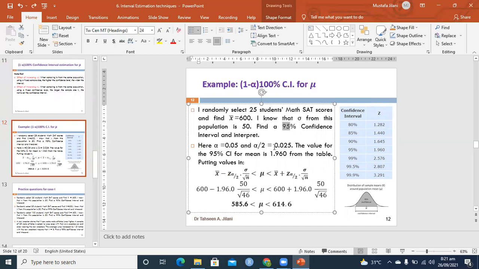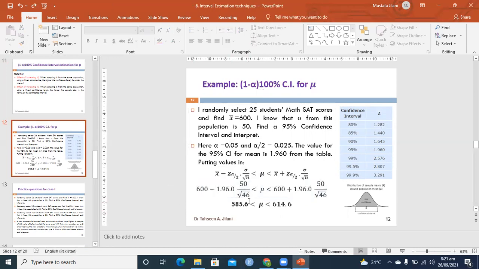Alpha divided by 2 is 0.025. If I see what is the value for 95% confidence interval, it is showing I have to use 1.96. So I used here x bar, which is 600, minus 1.96. Sigma value is 50 divided by the square root of sample size, because we selected 46 students.